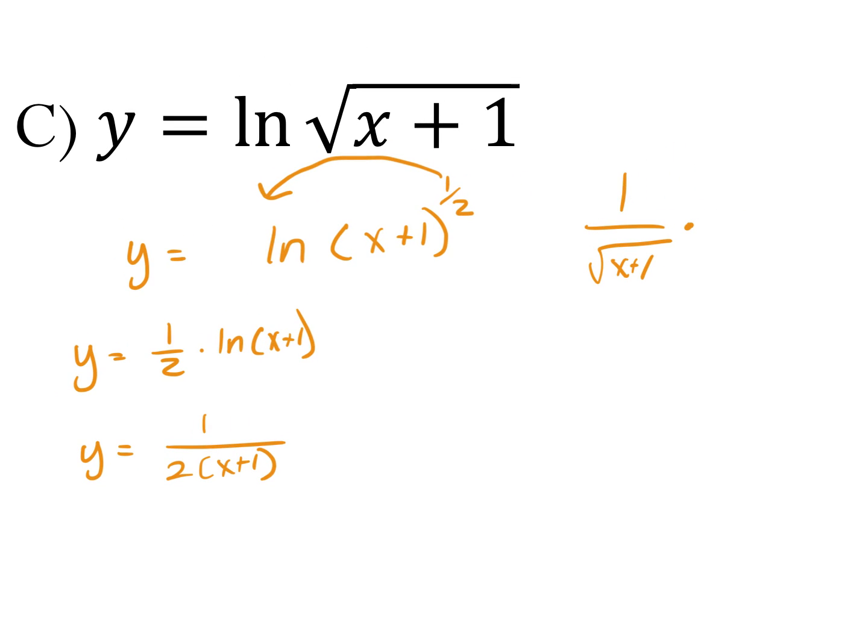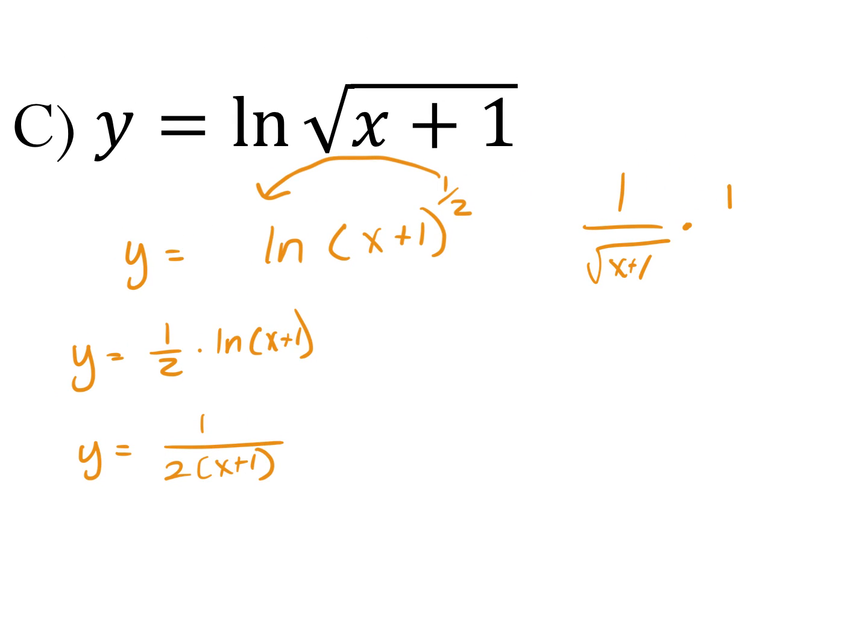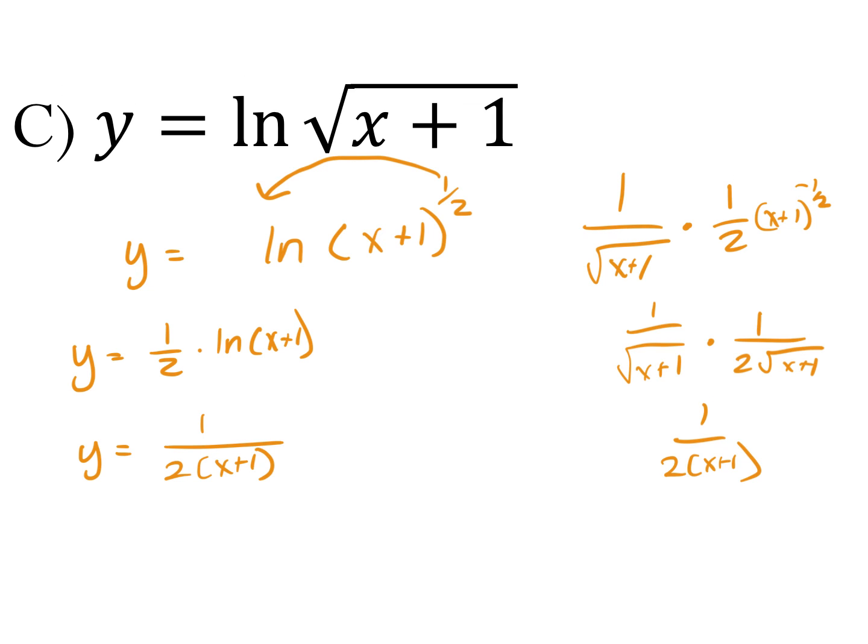Now, if we did it this other way, I would get 1/2 times x plus 1 to the negative 1/2 times 1. I get 1 over the square root of x plus 1 times 1 over 2 square root of x plus 1. And then when I multiply square root of x plus 1 times square root of x plus 1, I get 1 over 2 and then the x plus 1. I end up the same place. Just put primes on these. I end up in the exact same place, but one is a heck of a lot easier.